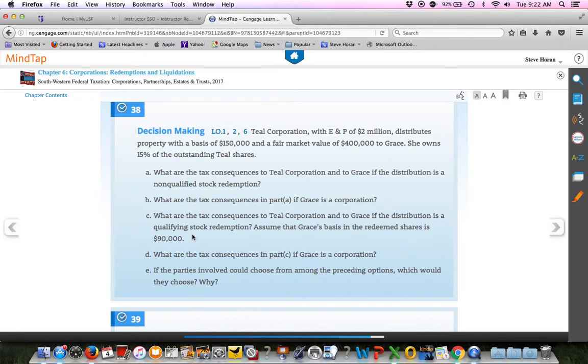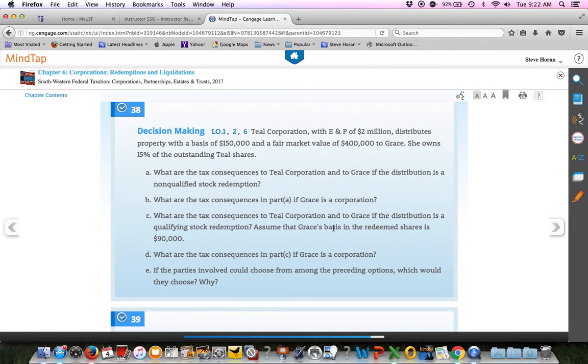Letter C, what are the tax consequences to Teal and to Grace if the distribution is a qualifying stock redemption? In this example, assume that Grace's basis is $90,000. For Teal, the consequences are the same as letter A. They've not changed, except that Teal's E&P is reduced by the ratable share of its E&P attributable to the stock redeemed, which they've not given us. So that percent's not been provided to us.